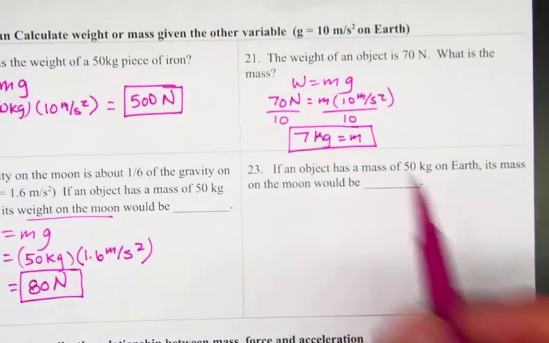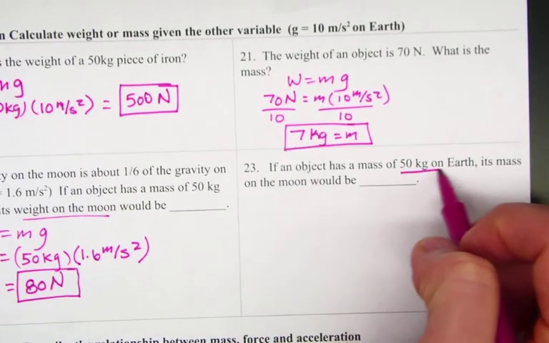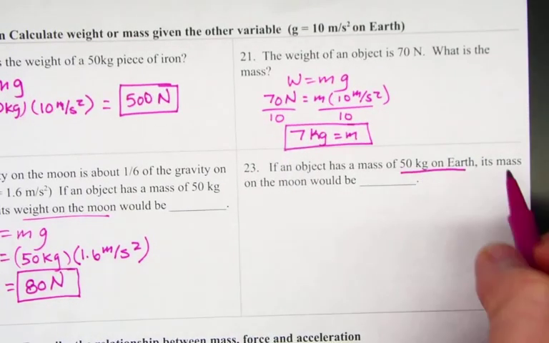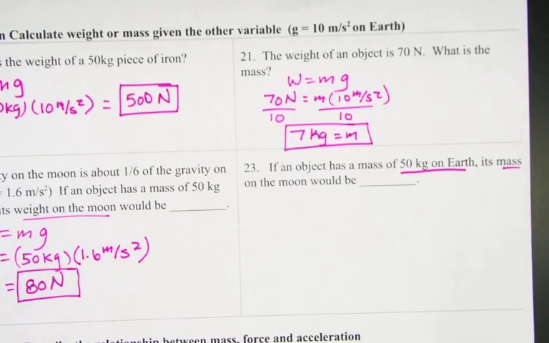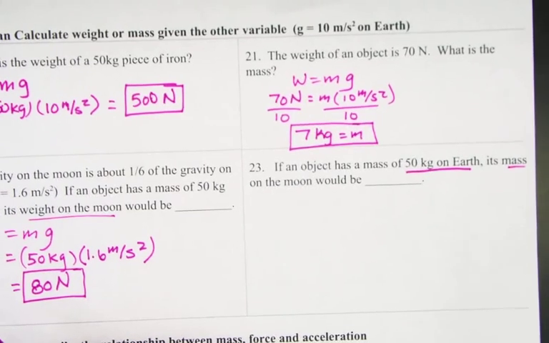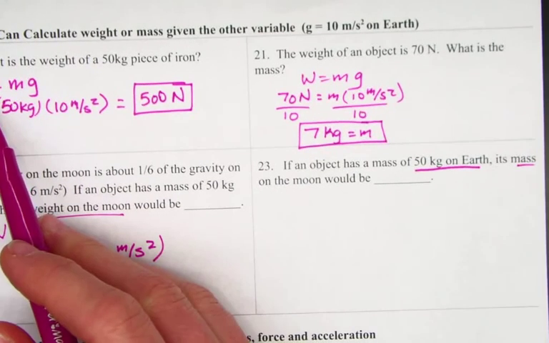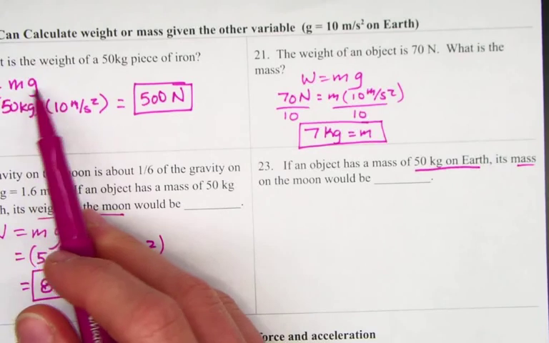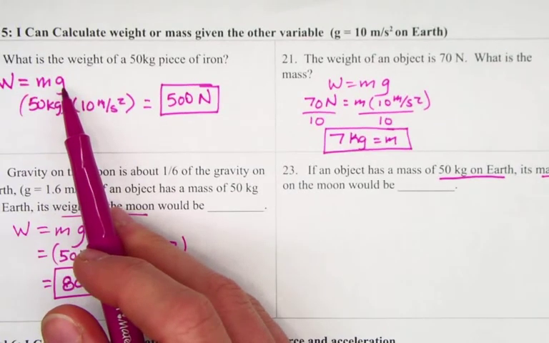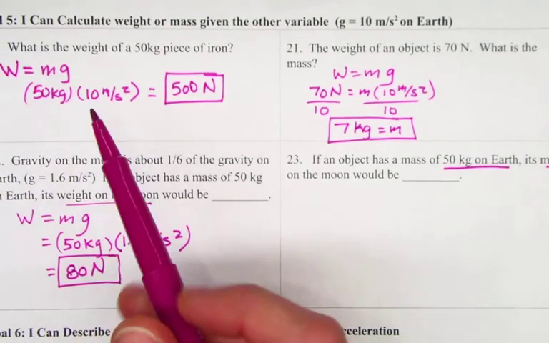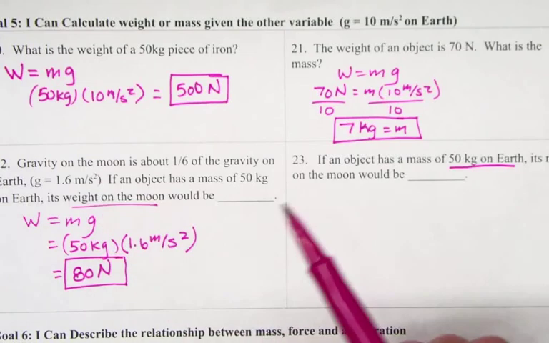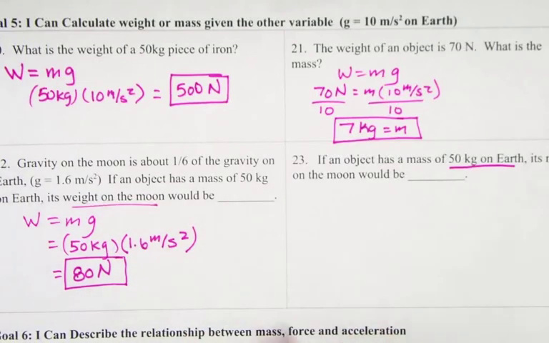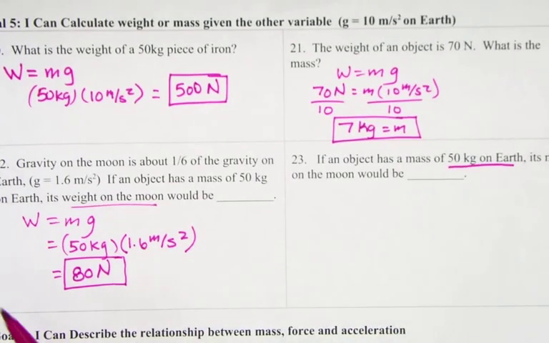For 23, it says an object has a mass of 50 kilograms on Earth, and it wants to know what the mass on the moon would be. Well, this is the funny thing about this. The weight force takes your mass times the acceleration due to gravity, right? But that's your weight force. Your weight force is going to change. So your weight on different planets is going to be different. However, one thing does not change on different planets, and that is your mass.